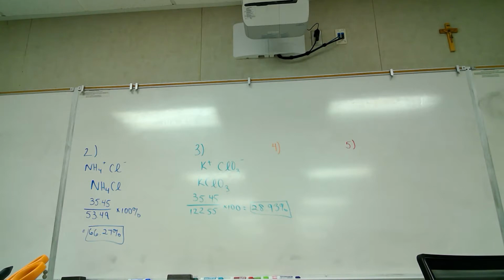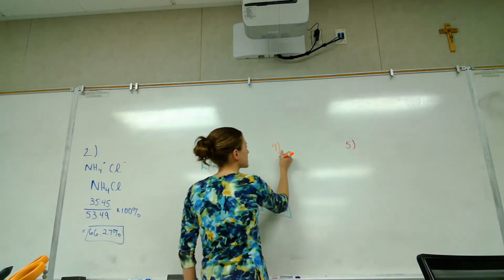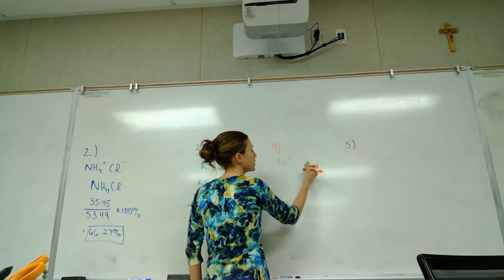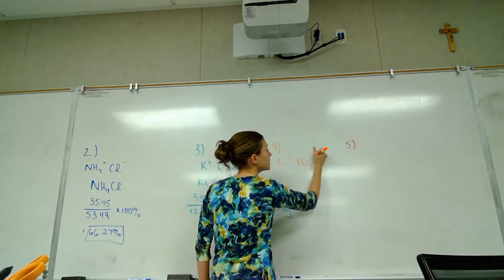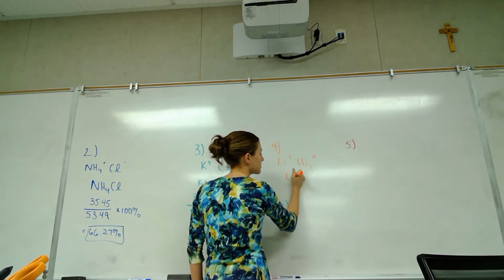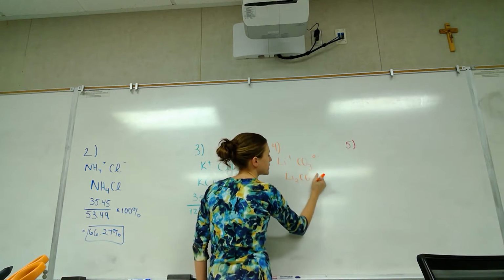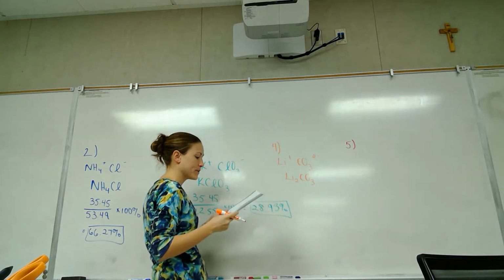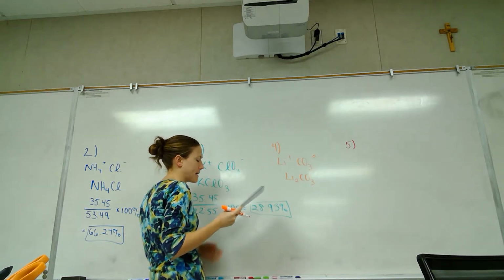Now, we've gone over 1, 2, and 3. Are there any questions for 1, 2, or 3? Okay, let's go over 4. I give you lithium carbonate. Remember, lithium has a +1 charge. Carbonate has a 2- charge. So this would be Li2CO3. Okay, and it wants the percent composition of lithium.